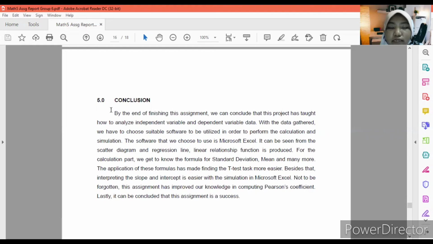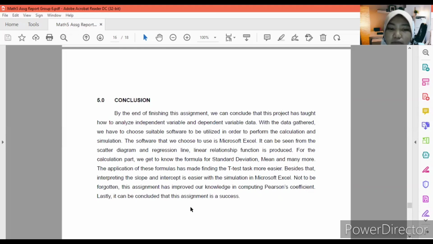The conclusion for this assignment is that by the end of finishing the assignment, we can conclude that this project has taught us how to analyze independent variable and dependent variable data. With the data gathered, we have to choose suitable software to perform the calculation and simulation. The software that we chose to use is Microsoft Excel. It can be seen from the scatter diagram and regression line that a linear relationship function is produced.